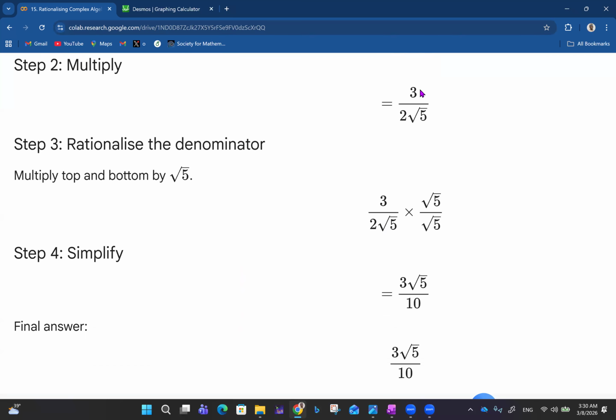Now after that one step, you can already see you need to rationalize, and it is just one surd in the denominator. So rationalize the denominator, multiply top and bottom by root 5. So you have 3 over 2 root 5 times root 5 over root 5. So that's 3 root 5 over 2 times root 5 squared, that's 2 times 5, which is 10. So you have 3 root 5 over 10.